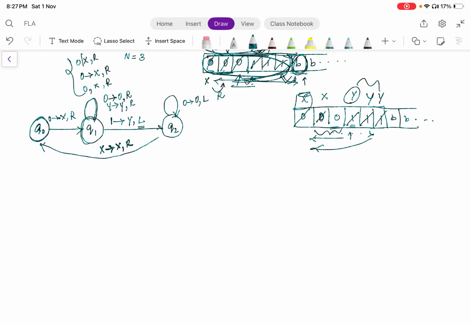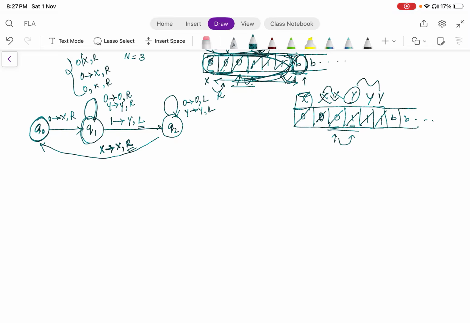Move left until you find another 0. In between again you have y's. What would you do with those y's? You put them on self loop. y replaced with y, keep moving left until you find the x. After you find x, move one step right and replace that with x. Now your input head is here. You are moving one step right.